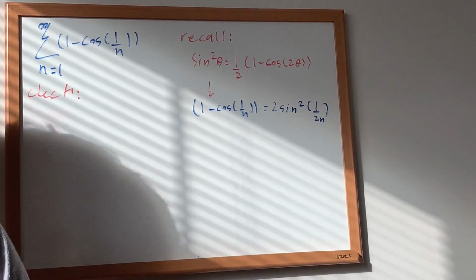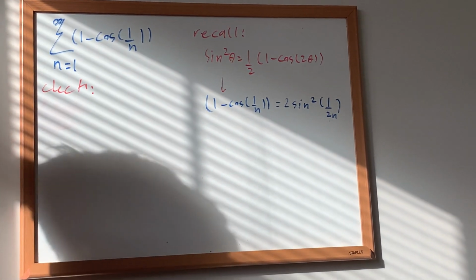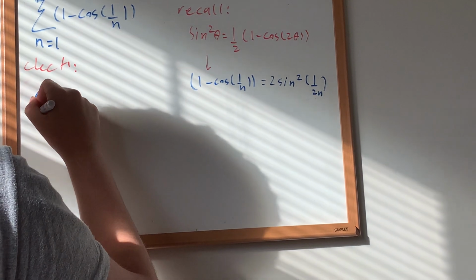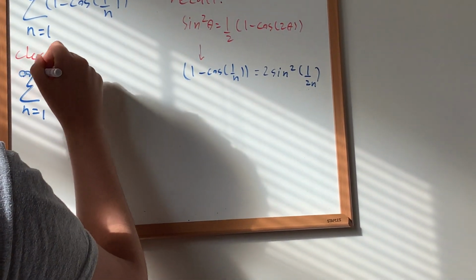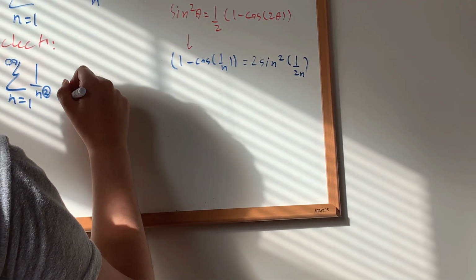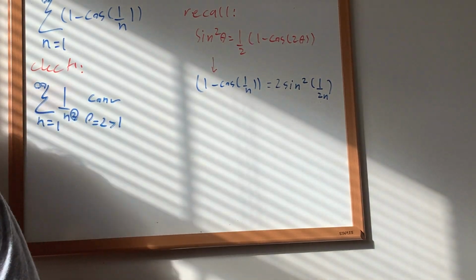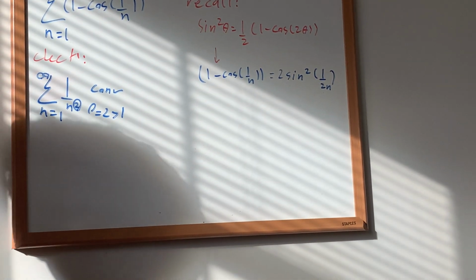And now we can use 1 over n squared as our known series. So when we check this series from n equals 1 to infinity of 1 over n squared, because here p is equal to 2, which is greater than 1, this series converges. And now we use the limit comparison test.